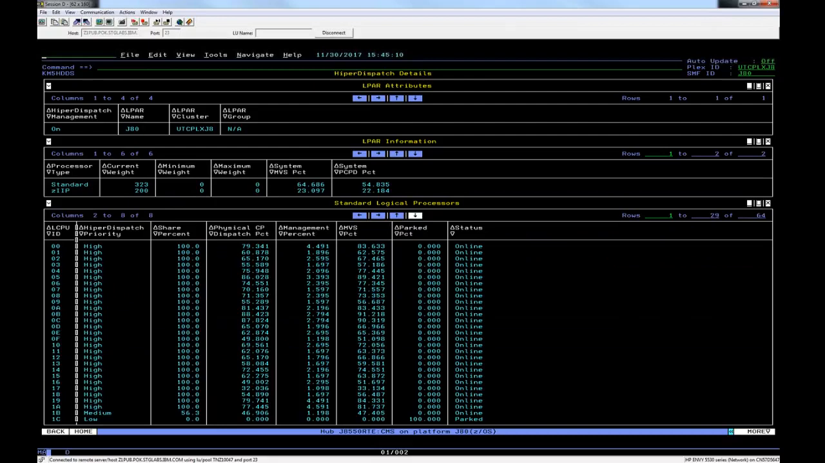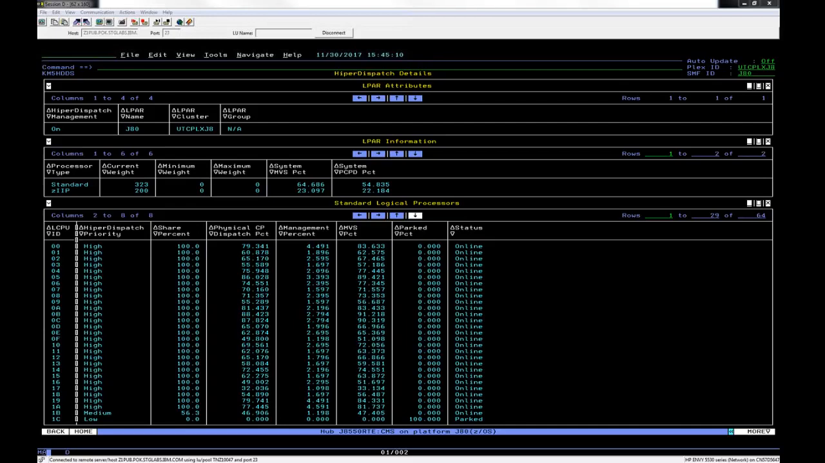Now, at the individual processor level, we see these hyper-dispatch specific metrics, the concept of high, medium, and low processor priorities. The share percentage of highs is always 100%, and then based on the ElPro weighting versus all the other shared ElPros in this Sysplex, there's a so-called medium weighting that's, in this case, 56.3. Low is always at 0. We have the physical CPU percentage, the ElPro management percentage, again, the operating system view of the logical processor utilization.